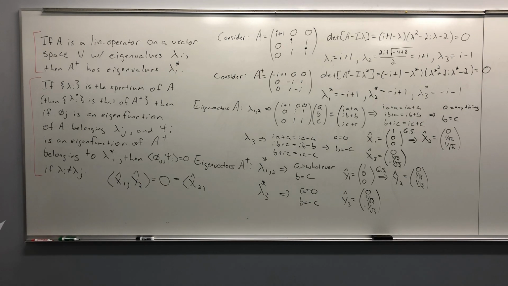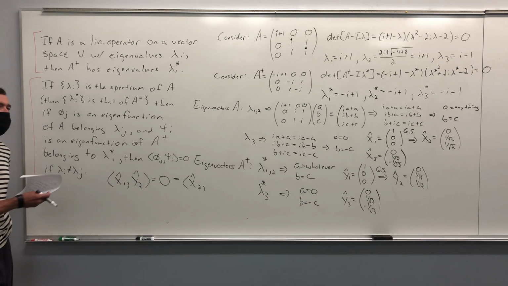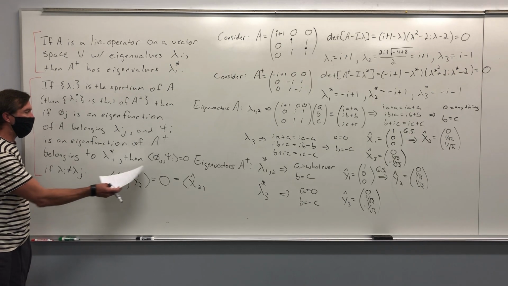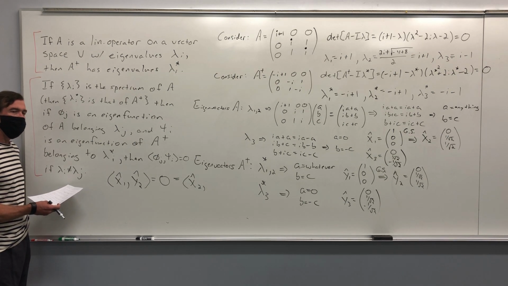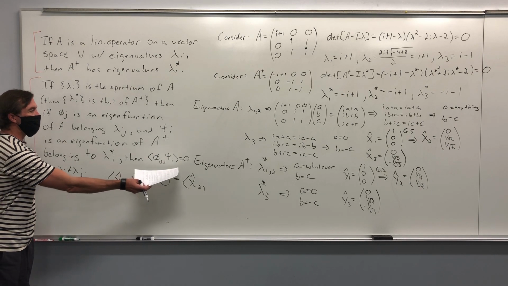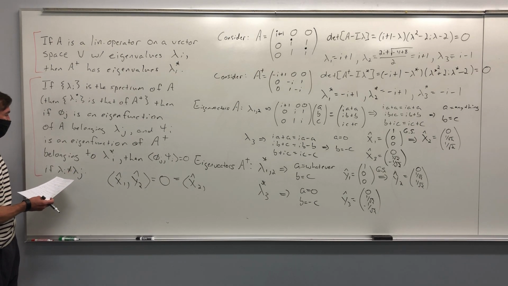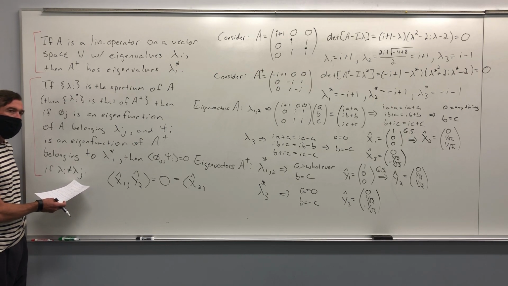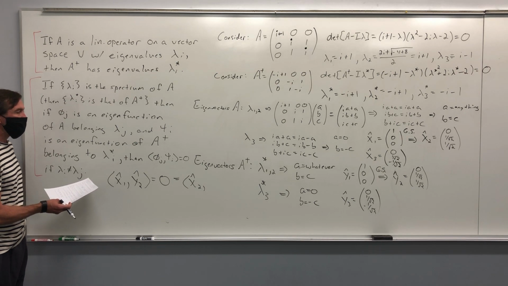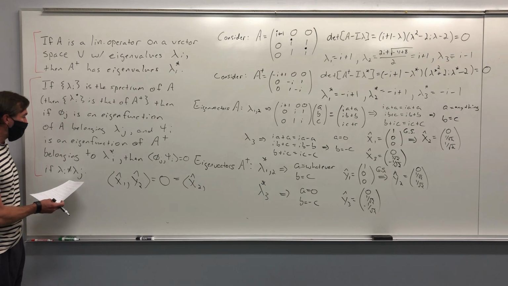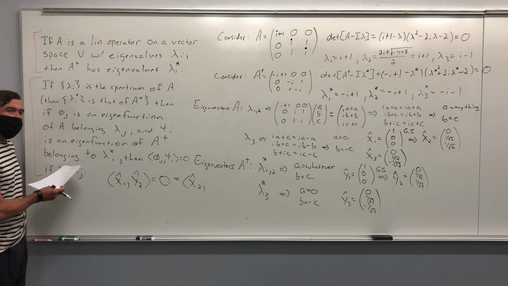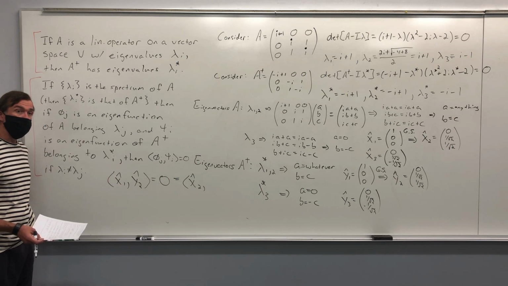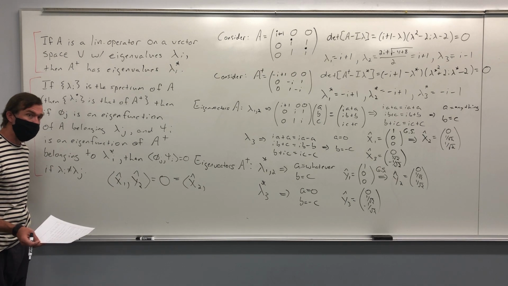Be really careful about reading this. What is this saying? It's saying that these are 0 if lambda i is not equal to lambda j. It's only one if. It's not saying that if lambda i equals lambda j, then this is non-zero. Right. It's not saying that.